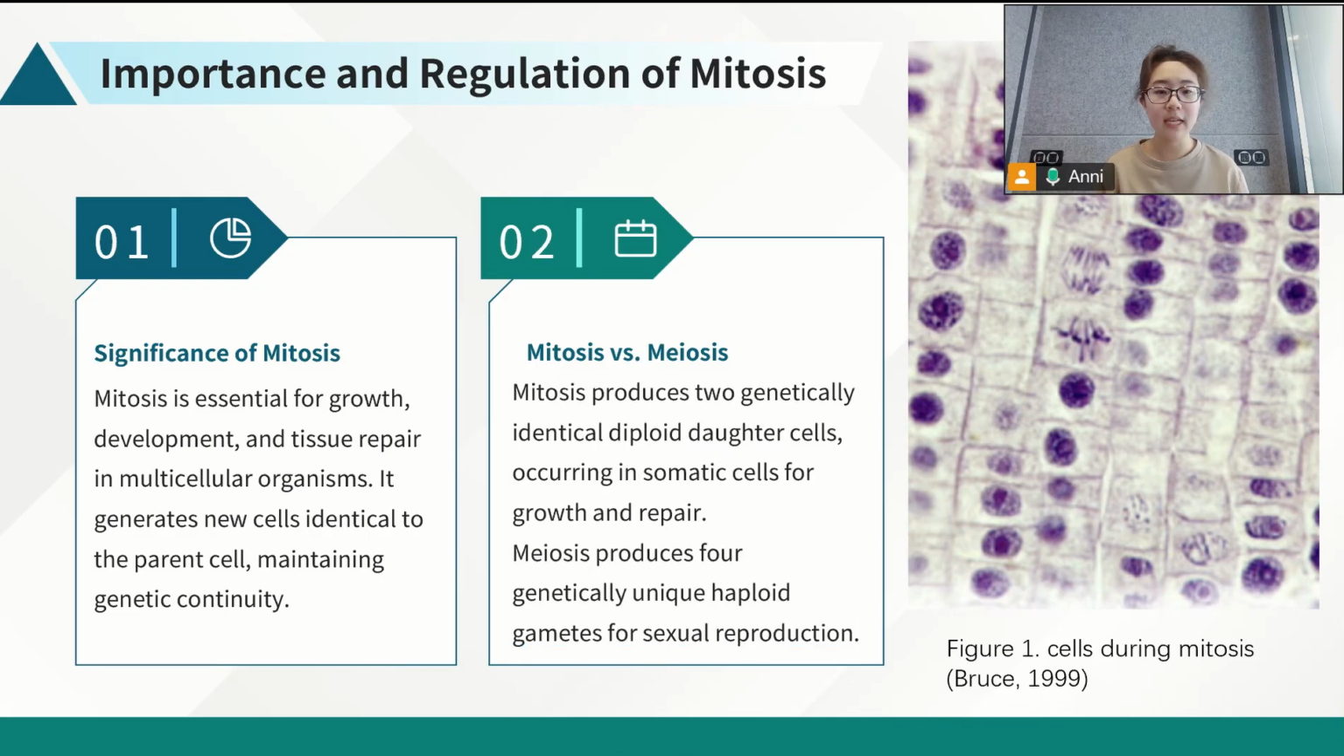And mitosis and meiosis are totally different. Mitosis produces two genetically identical diploid daughter cells, occurring in somatic cells for growth and repair. However, meiosis produces four genetically unique haploid gametes for sexual reproduction.